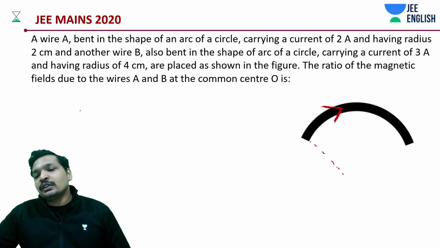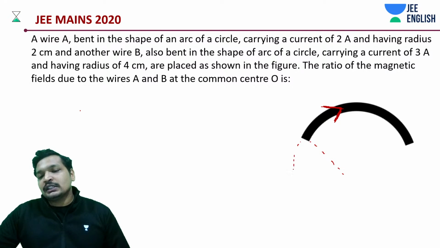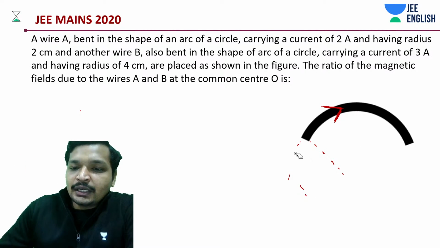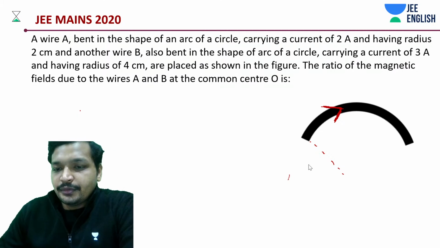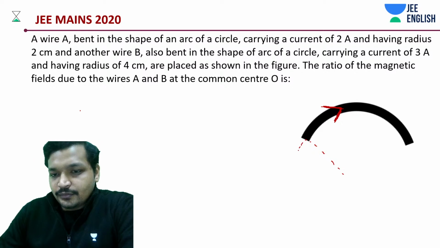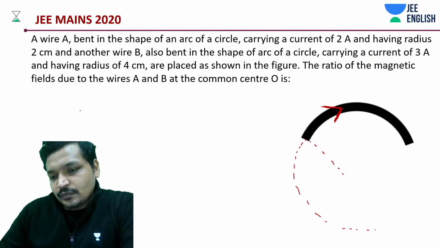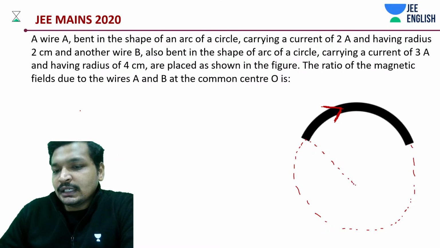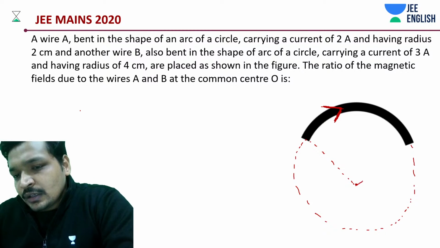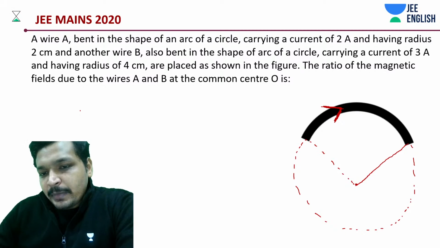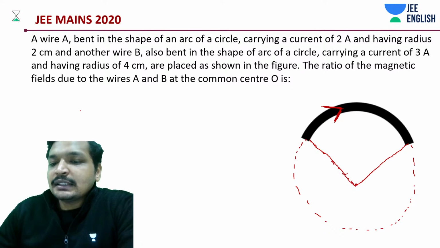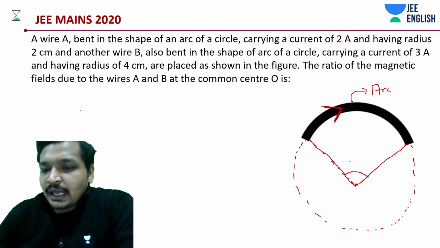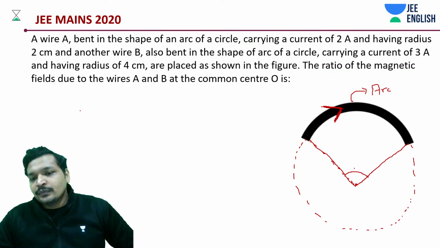Let's assume this arc is forming a circle, but we are calculating it only for this arc. And the circle, of course, has a center. What we are trying to do is calculate the magnetic field at the center, where this part of the circle, that is this arc, is subtending an angle, something like theta.